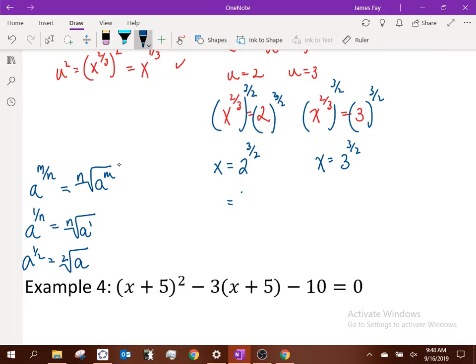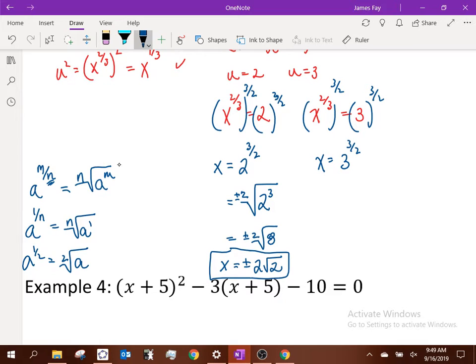Okay? Well, if I have 2 to the 3/2, that's because of that. So the denominator is your root. So I'm going to take the square root of 2 raised to the 3rd. Well, that's the square root of 8, which is 2 root 2. And now because I introduced a radical, because I was taking the square root, it's plus or minus. So there's 2 answers for x right there.